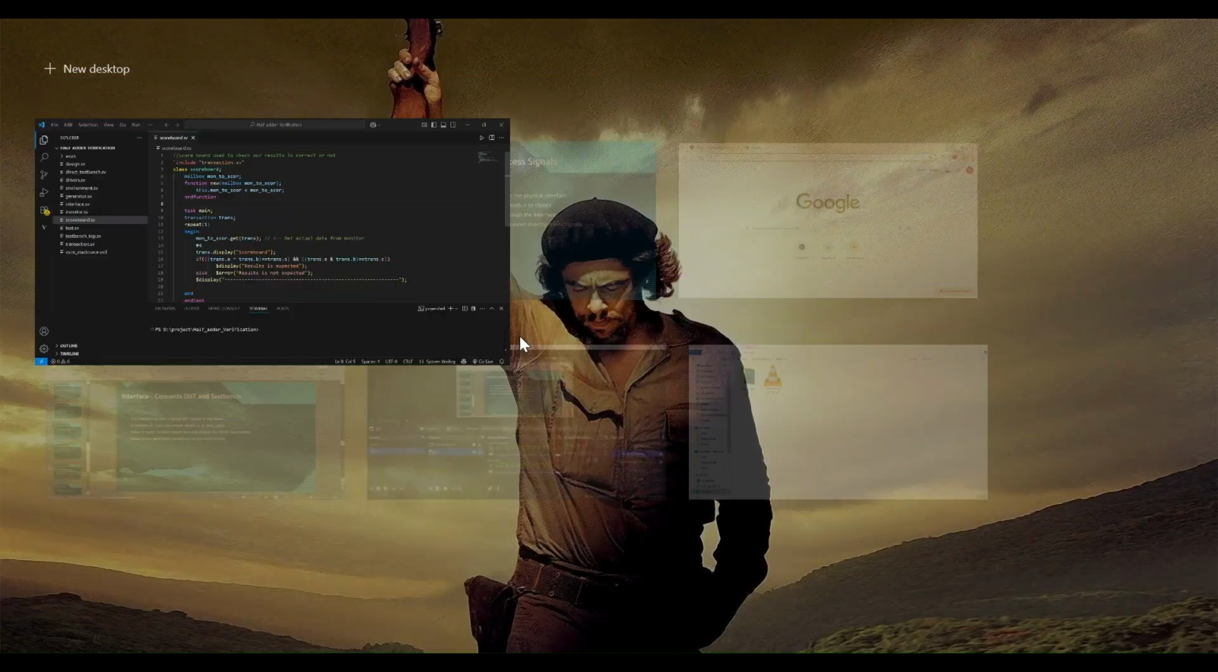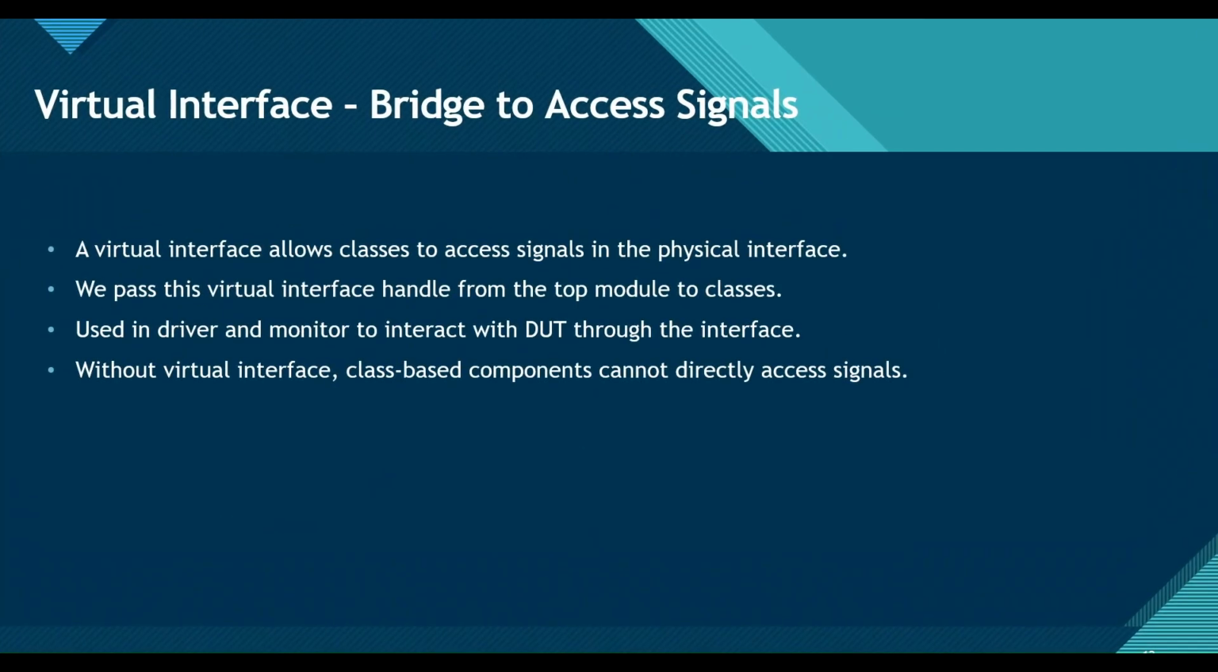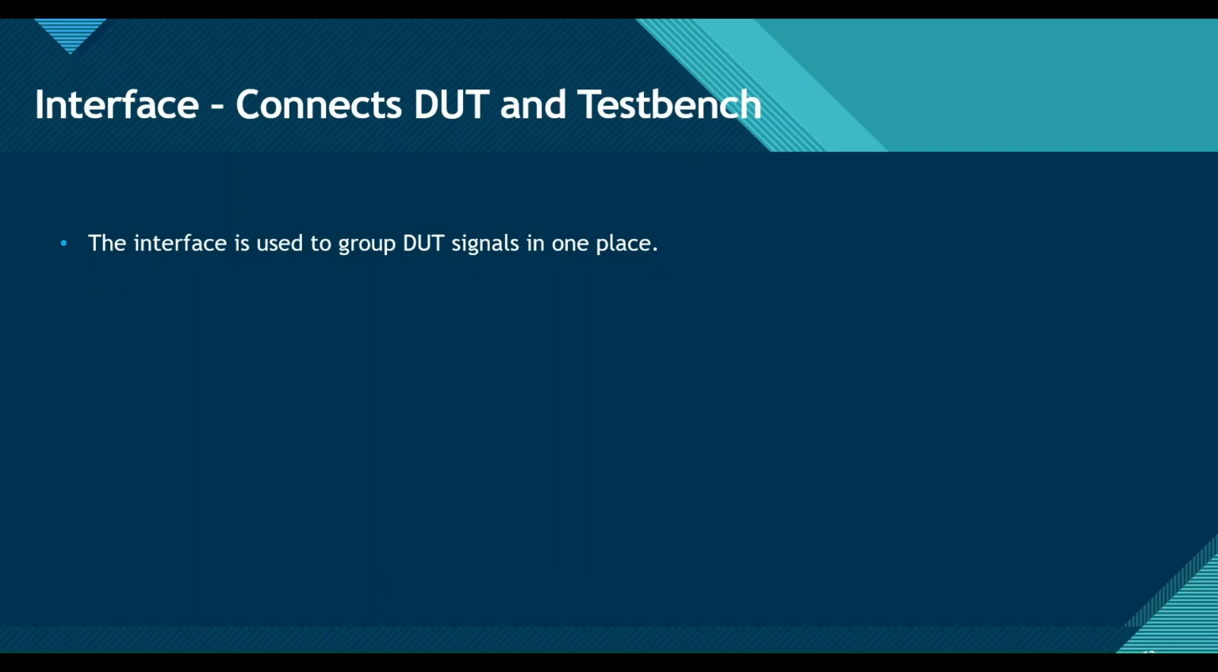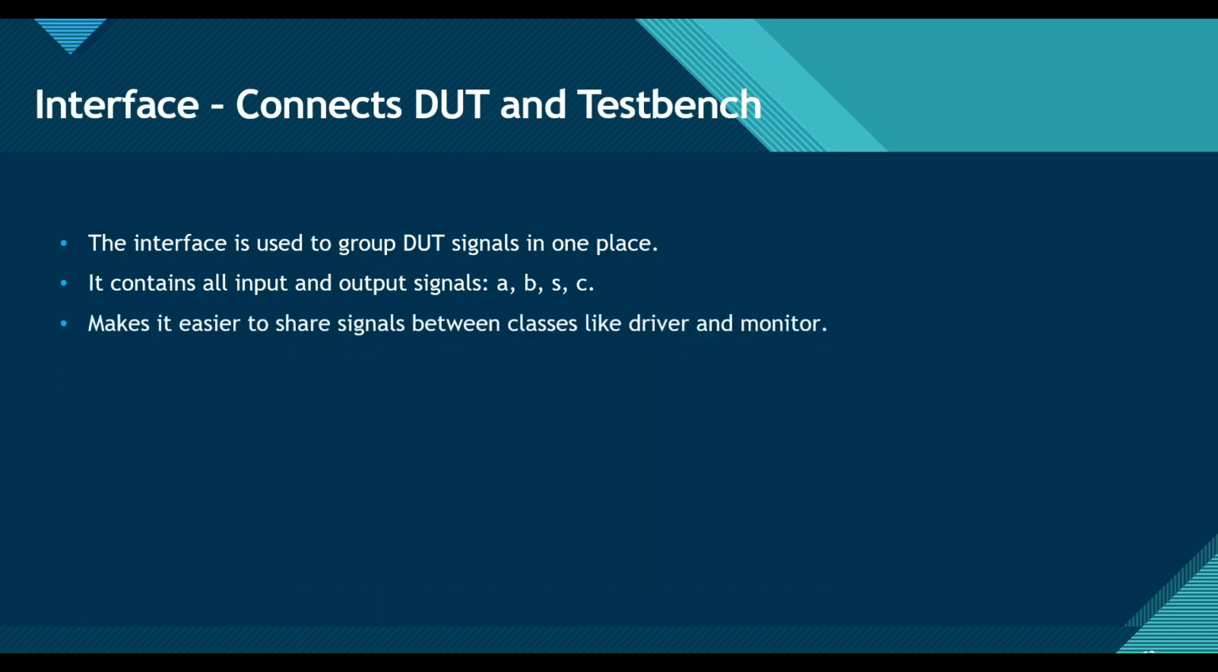Next, I will explain the interface in my presentation. Interface connects the DUT and testbench. The interface is used to group DUT signals in one place. It contains all input and output signals A, B, S, and C. This makes it easier to share signals between classes like the driver and monitor. And this helps to reduce the port-level connections in the top-level module.